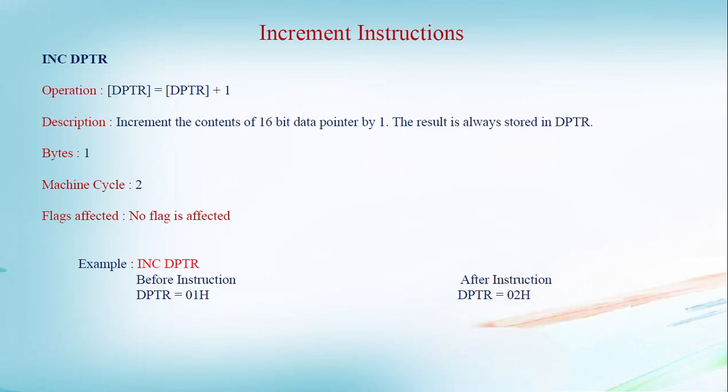Then INC DPTR means increment the contents of the 16-bit data pointer by 1. The result is always stored into the DPTR. As an example, INC DPTR, so DPTR gets incremented.